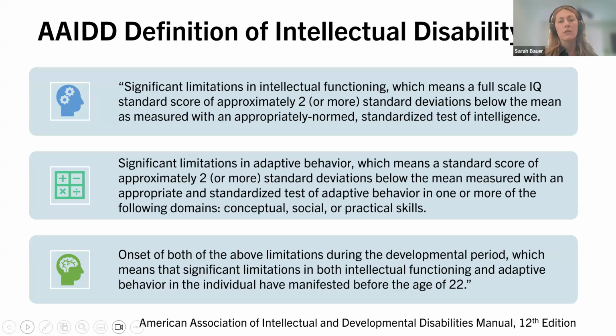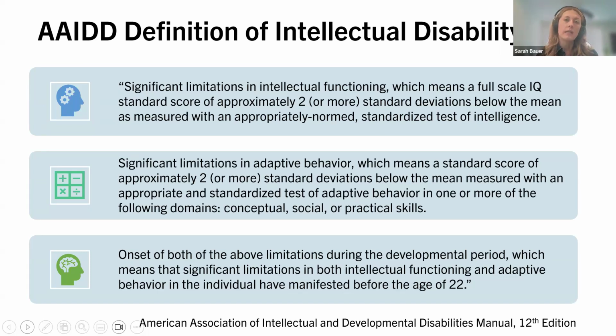Like as kids get older, and that means a standard also has to be measured on a standardized measure, 2 or more standard deviations below the mean. And so we think about different domains with that, which is conceptual, social, or practical. And I think what's helpful about this is shifting.